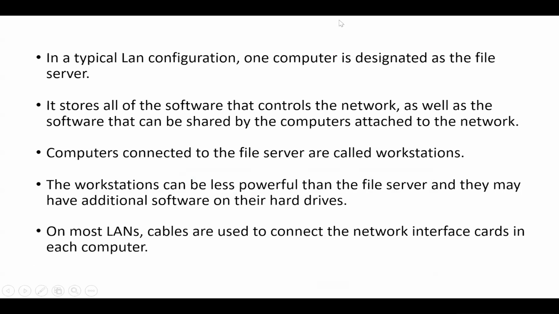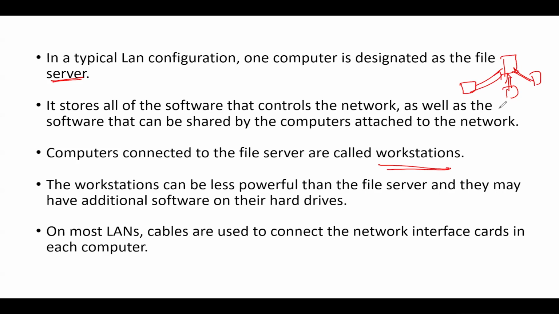So in a typical LAN configuration, one computer is designated as a file server. So that is what I said. There will be one file server which will be connected to others. It stores all the software that controls the network as well as the software that can be shared by the computers attached to the network. So computers connected to the file server are called workstations. Simply put, there will be n number of workstations. They will be connected to the central server. So the server will have all the files and these workstations will be accessing the resources from the server. The workstations can be less powerful than the file server and they may have additional software on their hard drives.